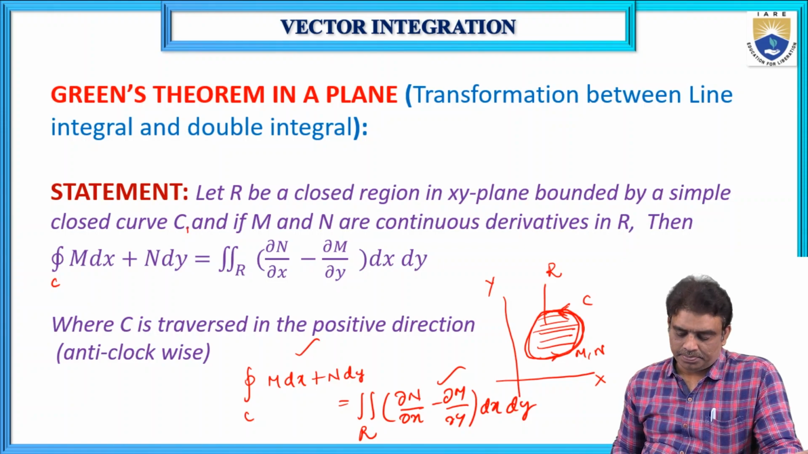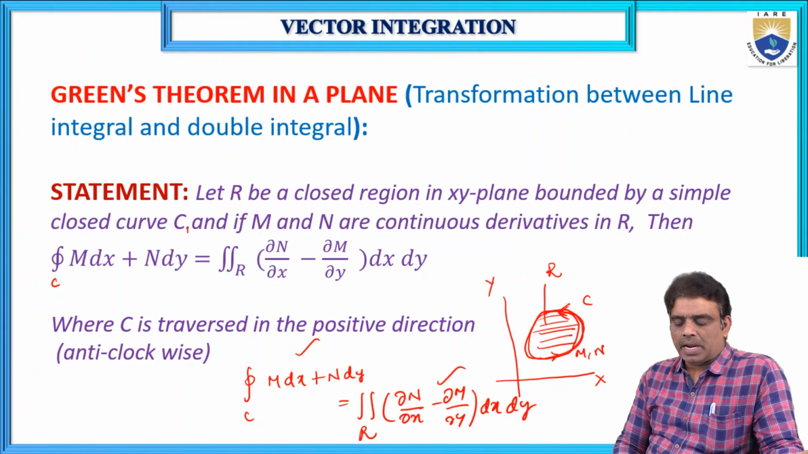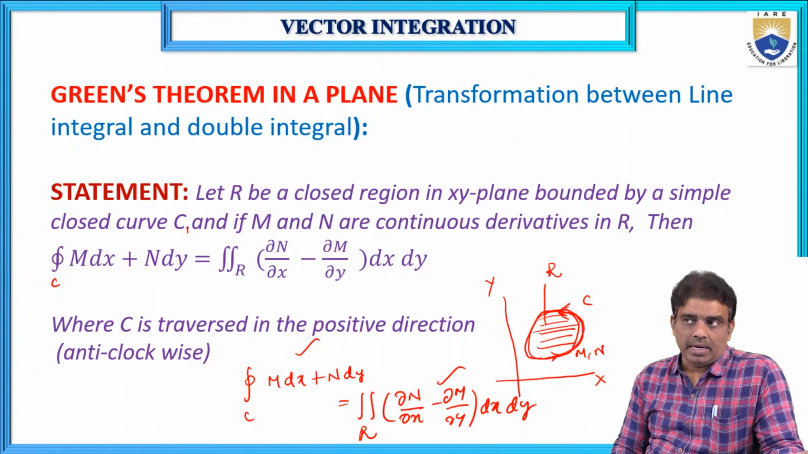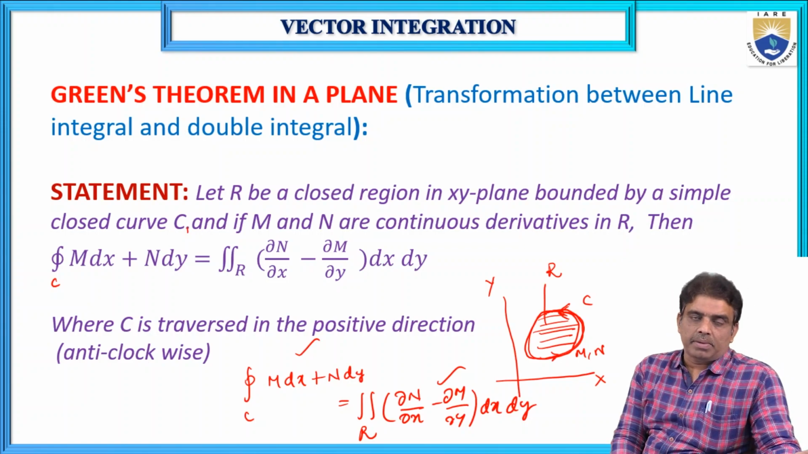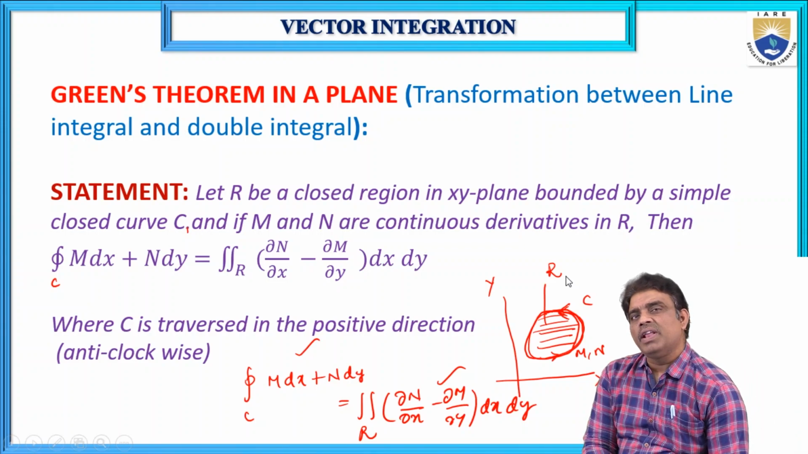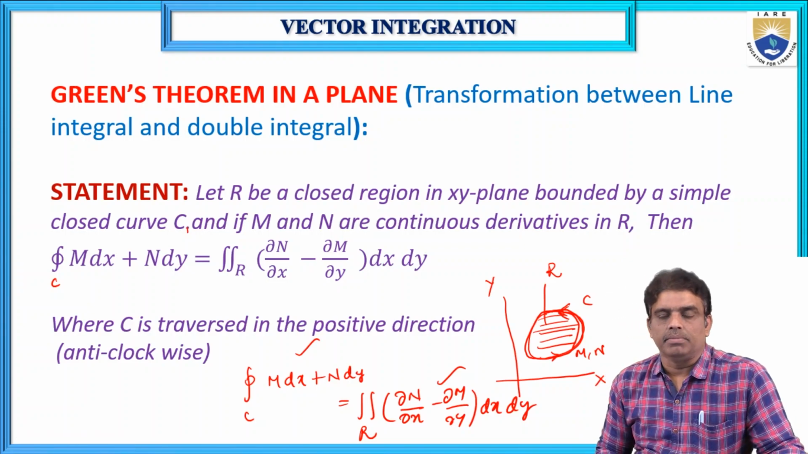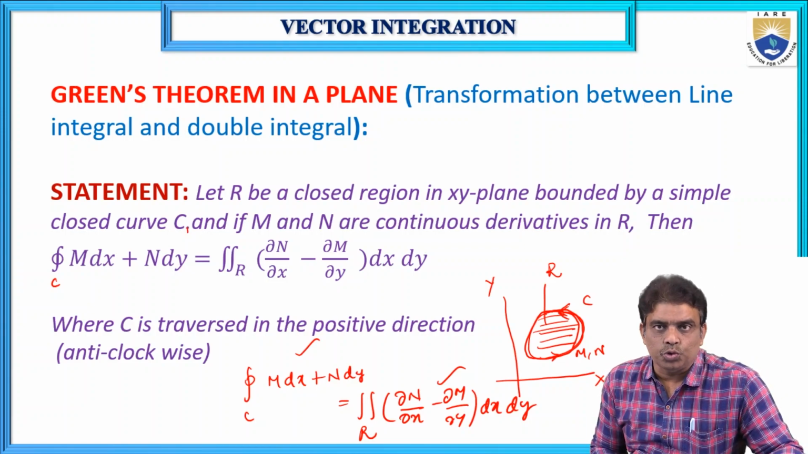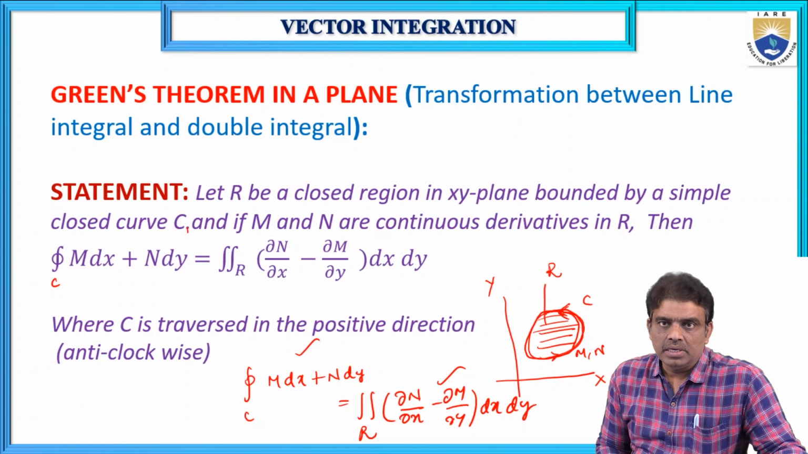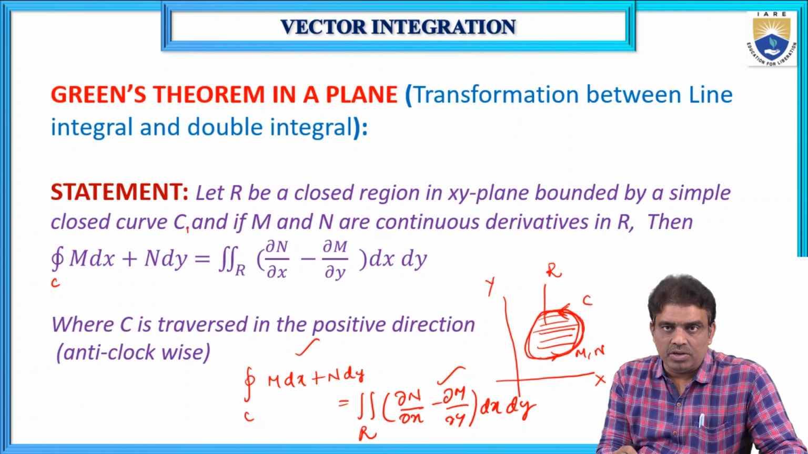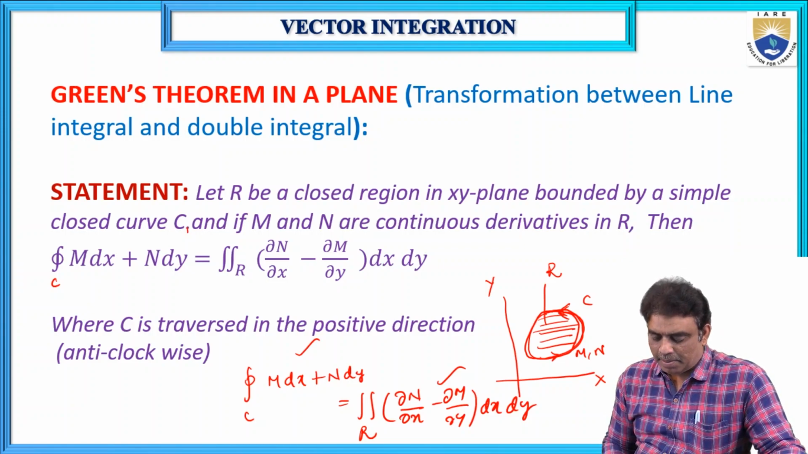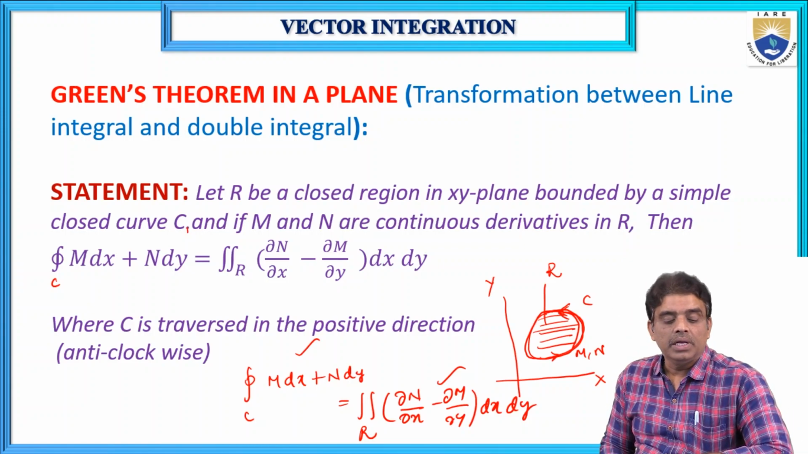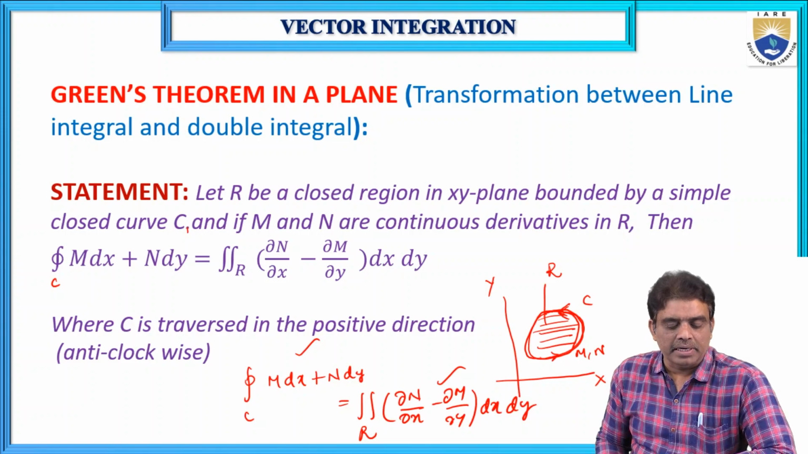Now this statement can be proved by using problems, and there are two types of problems in this model. One is the verification problem, verifying Green's theorem, and the other is finding the line integral value using Green's theorem. Similarly, finding the double integral value using Green's theorem in a plane. So now we will do one problem, a verification problem on Green's theorem.